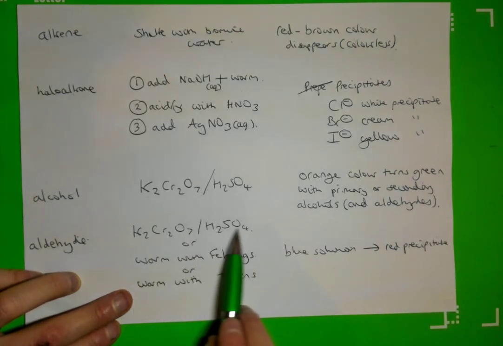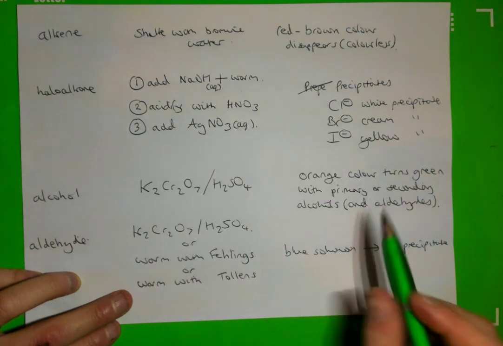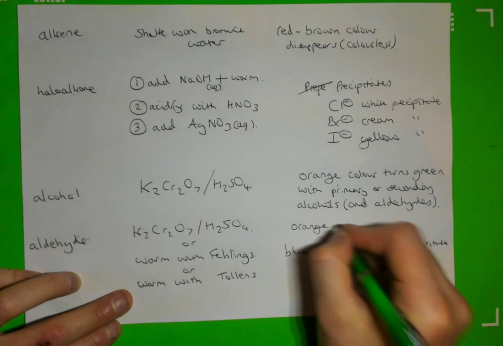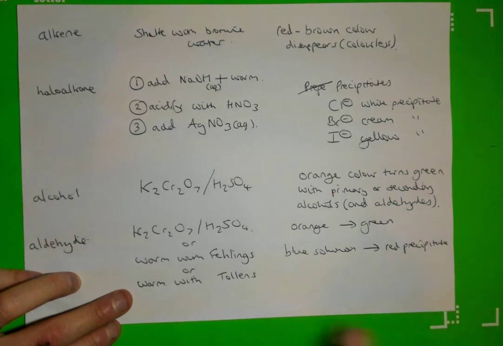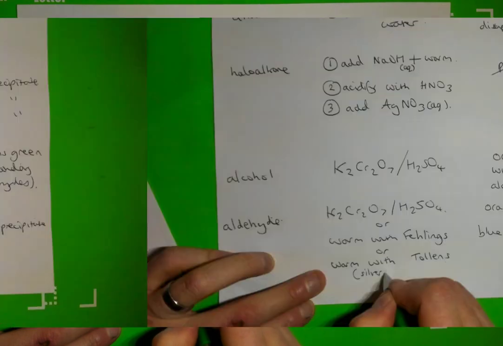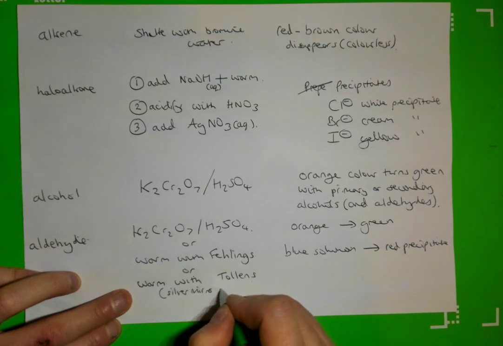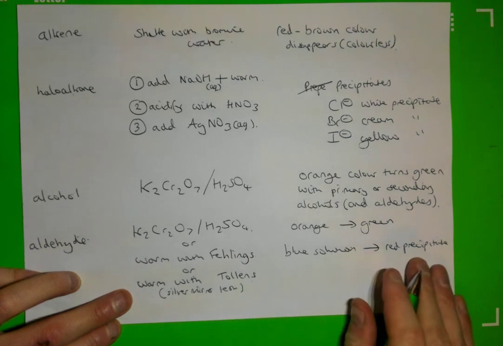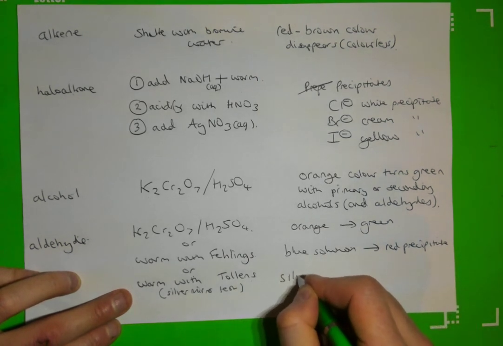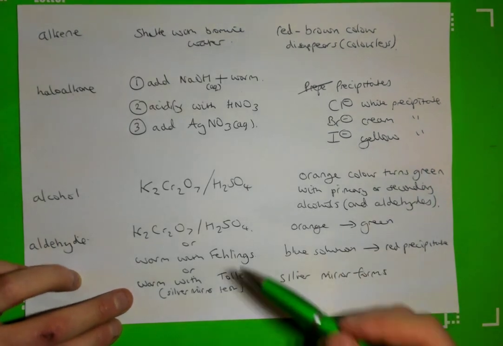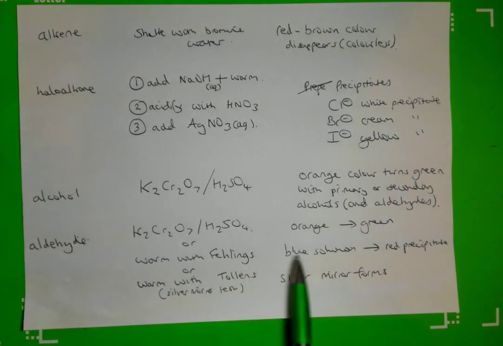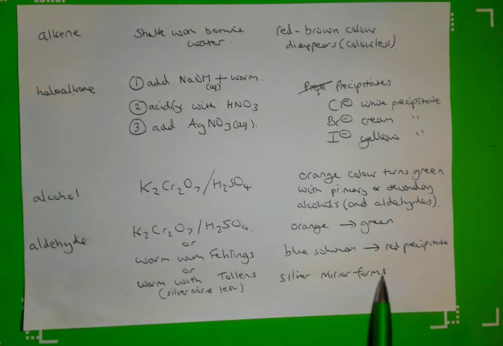If we are using the acidified potassium dichromate, we know here that the orange colour goes to a green, and we know that the Tollens reagent is otherwise known as the silver mirror test. We get a silver mirror that forms. Please don't get mixed up between Fehling's and Tollens. Fehling's, blue solution to red precipitate. Tollens, silver mirror forms. So it's Tollens silver mirror test.